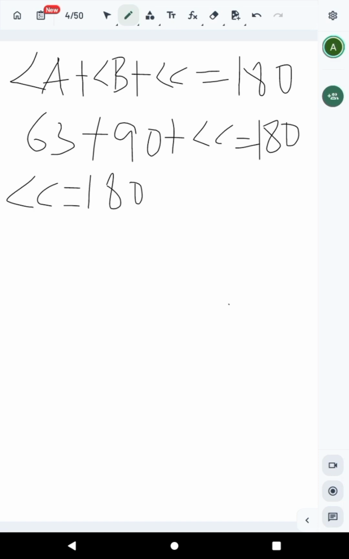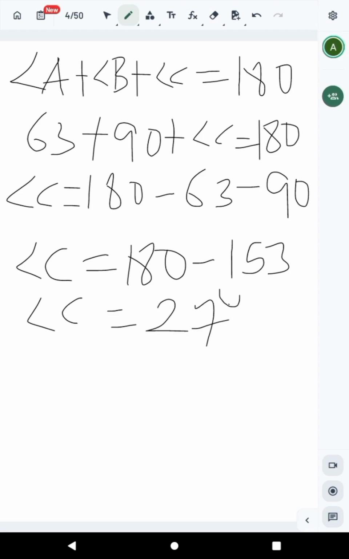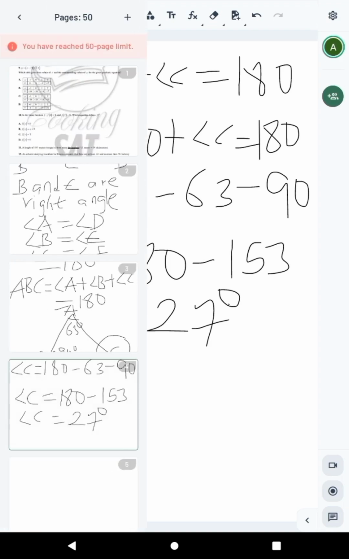180 minus 63 minus 90. So angle C is going to be 180 minus 153, since 63 plus 90 is 153. So angle C is going to be 27 degrees. Now we have angle C as 27 degrees, but we are asked to find angle F.